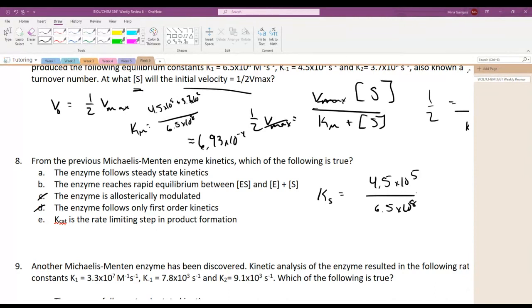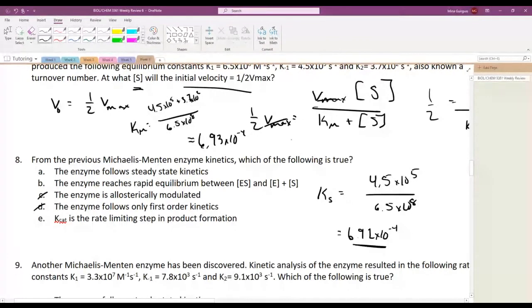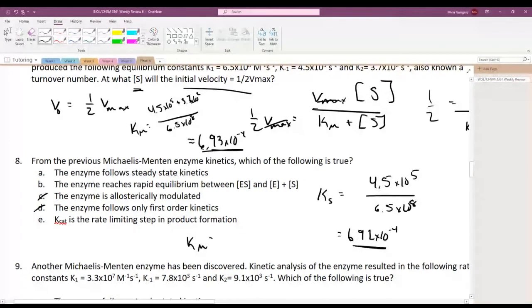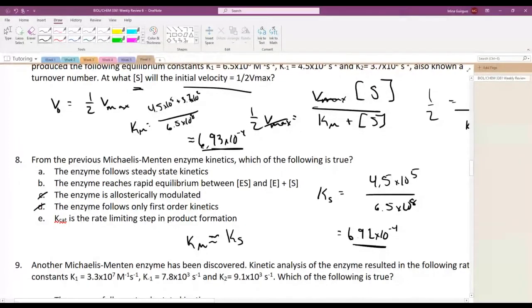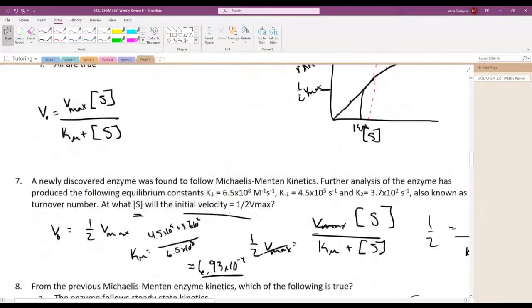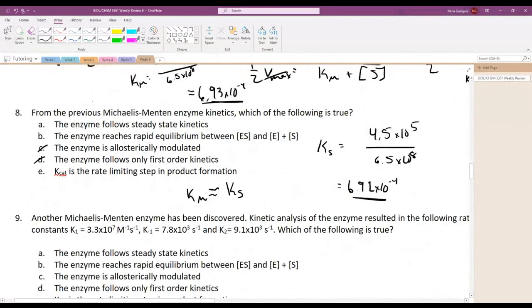And from that, we get 6.92 times 10 to the negative 4th. So when we compare this number and this number, I'm willing to call those about the same. Yes, they're slightly different, but they're pretty much the same. And so we know now that Km approximately equals S. And in that case, we have rapid equilibrium, as we talked about in number 5.